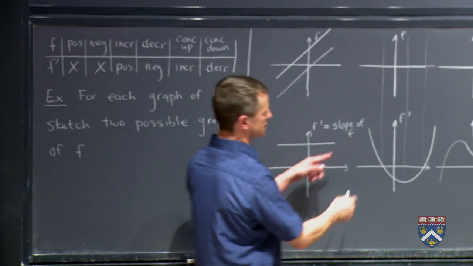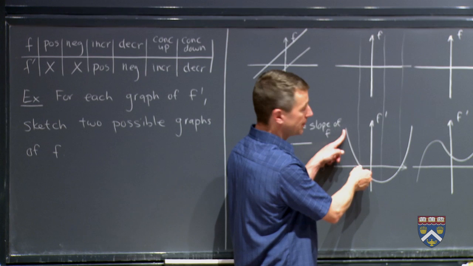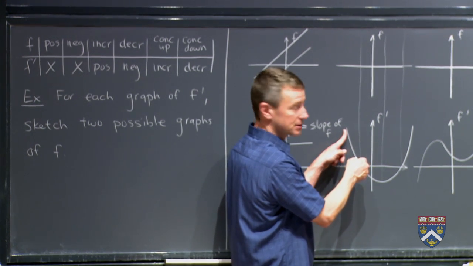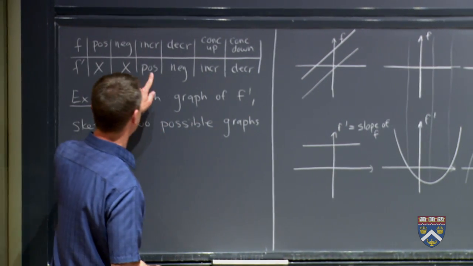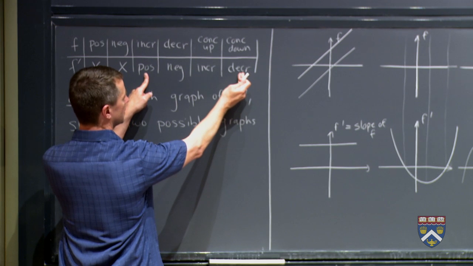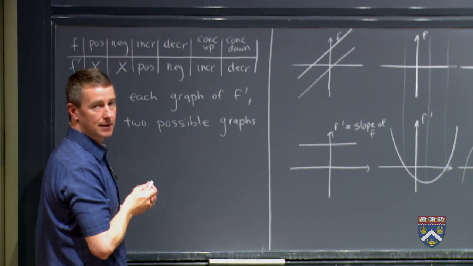So let's try to draw this first one using the chart. So what two important things do we know about f prime here? We know f prime is positive, because f prime is above the axis, and f prime is decreasing. So if you go back over here, you chose f prime. We chose f prime was positive, and f prime was decreasing. So that tells us these two things about f. F should be increasing, concave down.